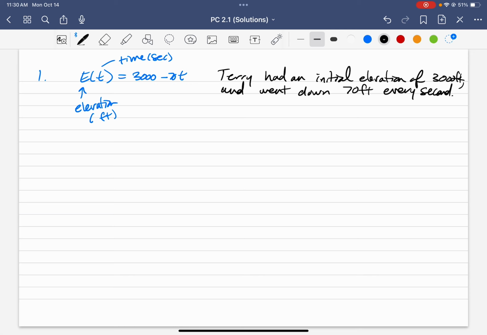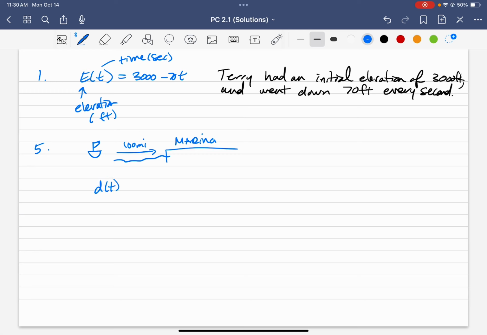Number 5, it says a boat is 100 miles away from the marina. So here is our boat, and here's the marina, and it says that it is 100 miles away from the marina, sailing directly toward it at 10 miles an hour. Write an equation for the distance of the boat to the marina after 10 hours.